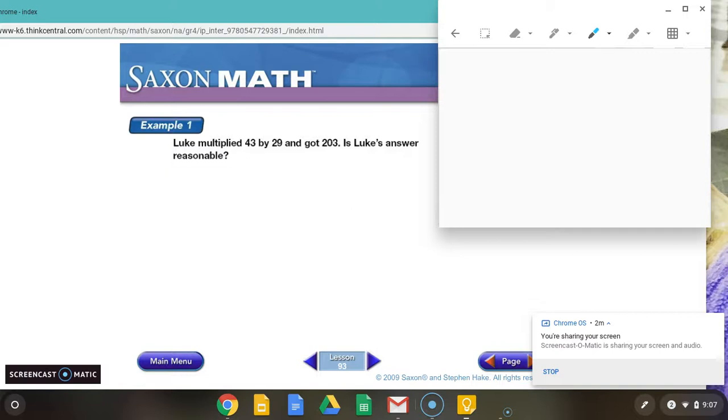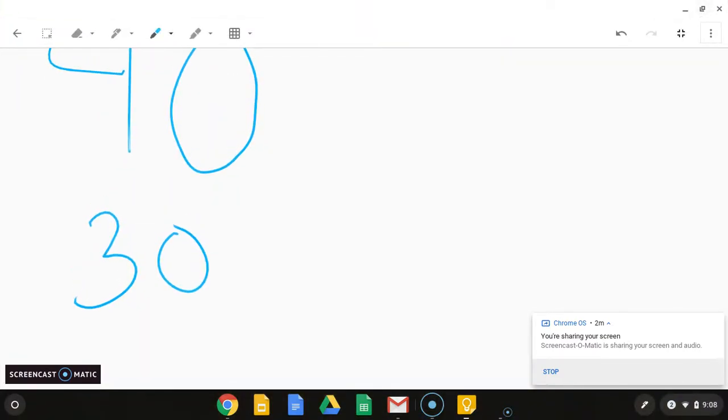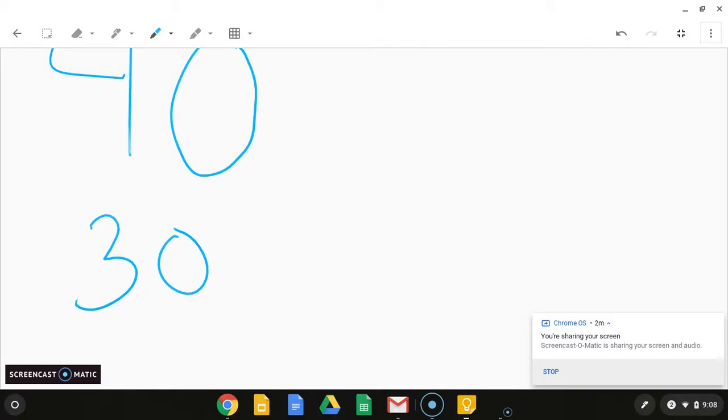So here is one way to estimate if his answer is reasonable. We have 43. The 3 tells us to round the number down, to make the 40 become a 0. And 29 is really close to 30, so we're going to round that up to 30. So 40 times 30, that is really big. I'm going to rewrite it over on the side, smaller. That is just too big to work with. All right, 40 times 30.